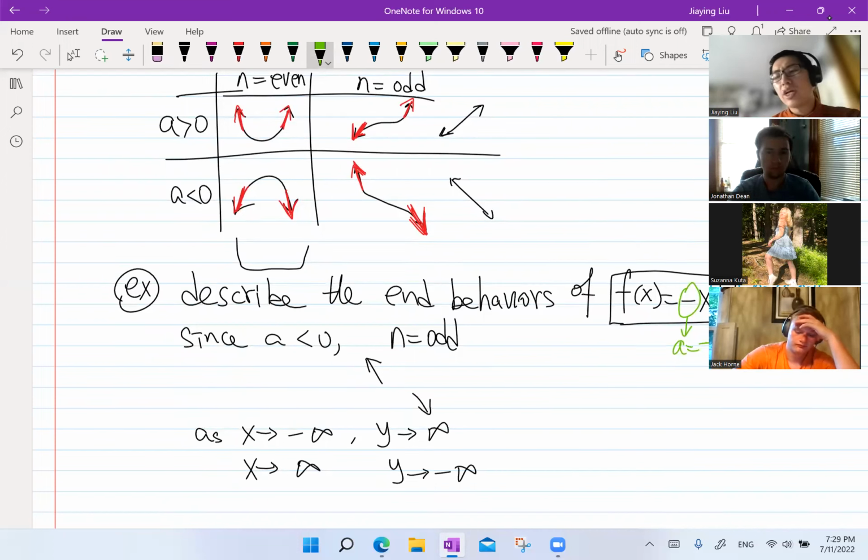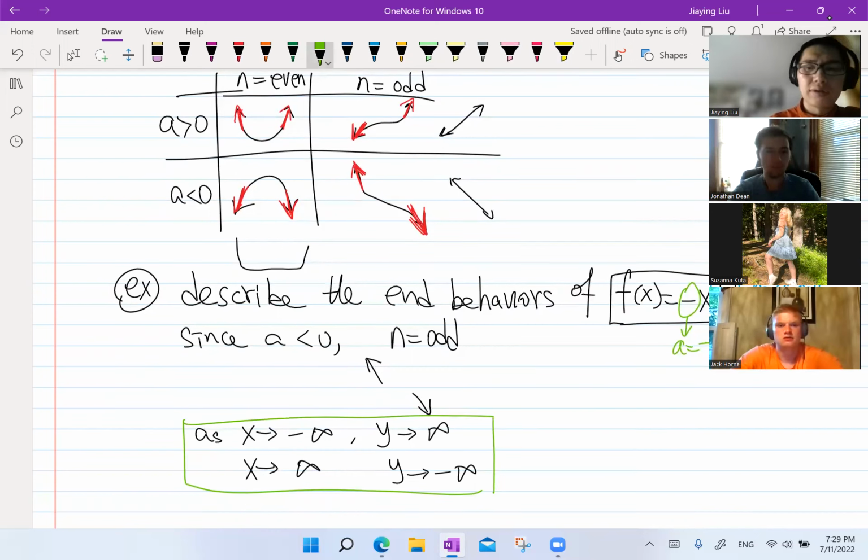But generally, to be honest, I usually just draw arrows. I don't even write down the statements. So either way of describing the end behavior is fine. Any questions on this?